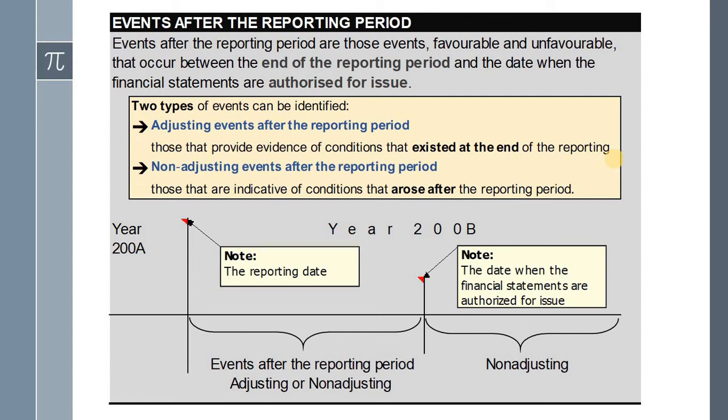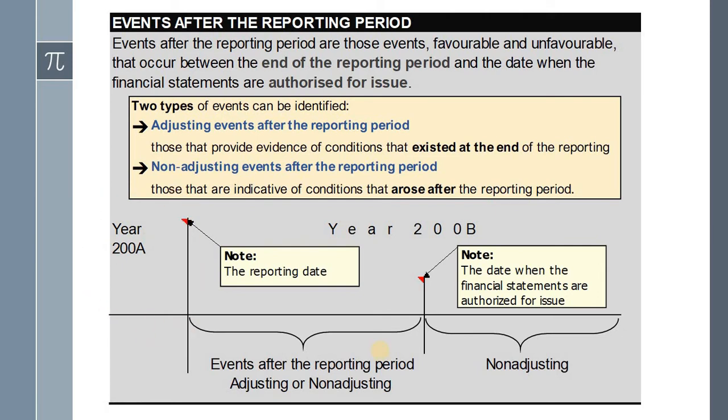However, the other type of event after the reporting period is the non-adjusting events. So these are the events that are indicative of conditions that arose after the reporting period. So we call this non-adjusting events because it does not affect the current reporting period, which in this case, in our example, the current reporting period is 2000A.